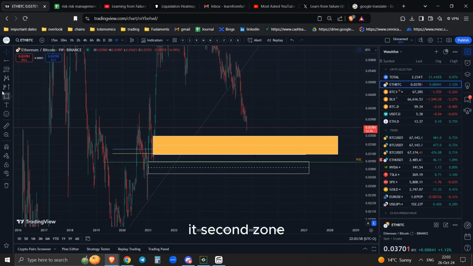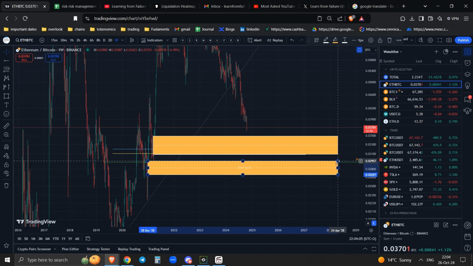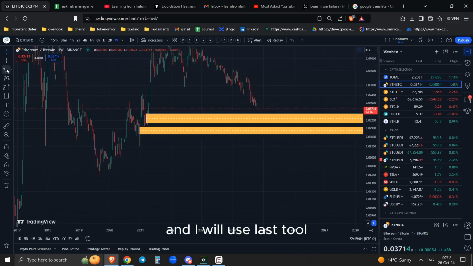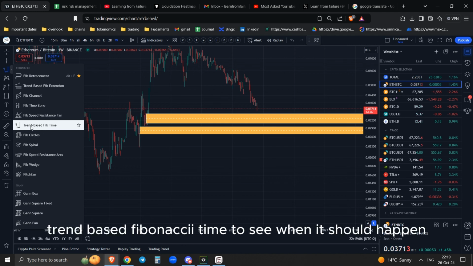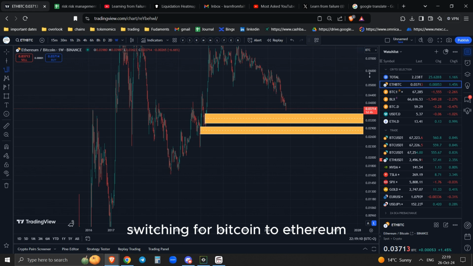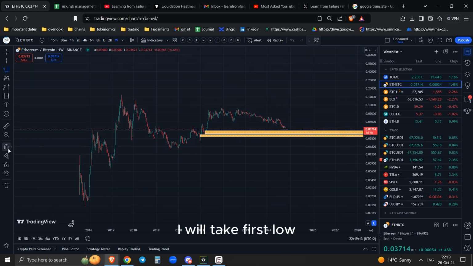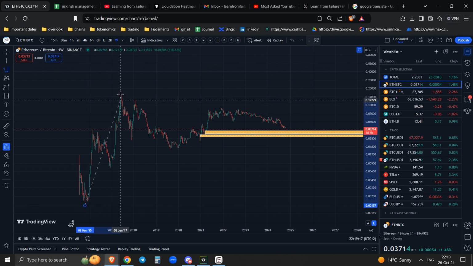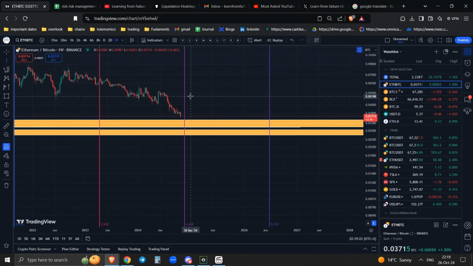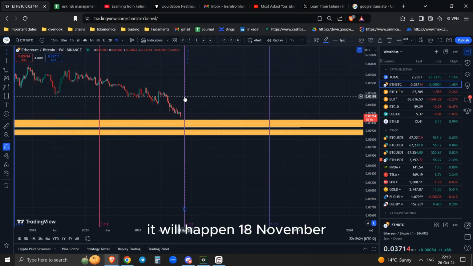And second zone. And I will use the last tool, trend-based Fibonacci time, to see when it should happen, switching from Bitcoin to Ethereum. I will take the first low, this high, and I will mark the date. It will happen on 18 November.